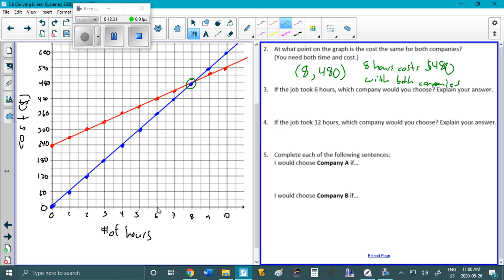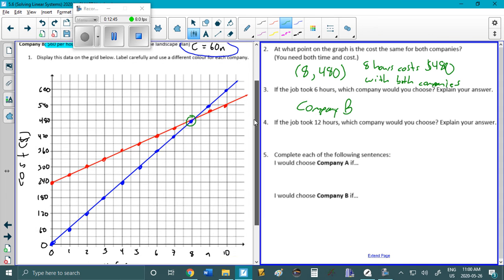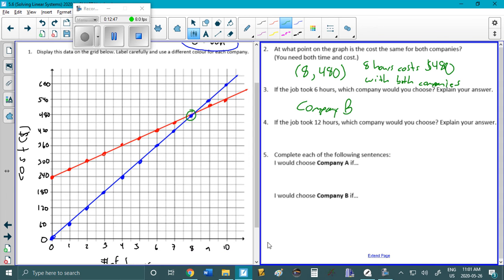Okay, now if the job took 6 hours, which company would you choose? Well, let's check it out. So 6 hours is here, and I go up, and the first line I hit will be the lower cost. It's the blue one, so company B. Company blue. What if it took 12 hours? Well, 12 hours would be way over here. And just imagine, if you go up, extend those lines, which line do you hit first? You hit the red line, which is company A.